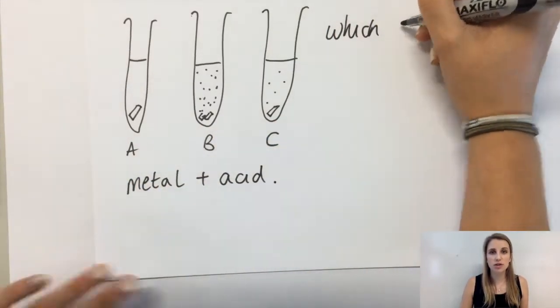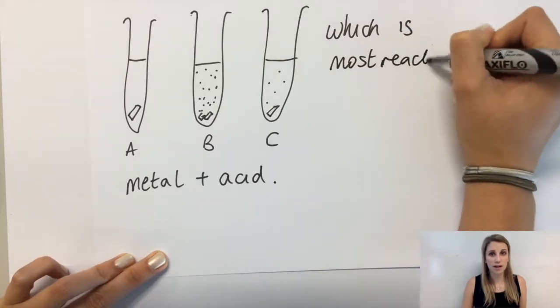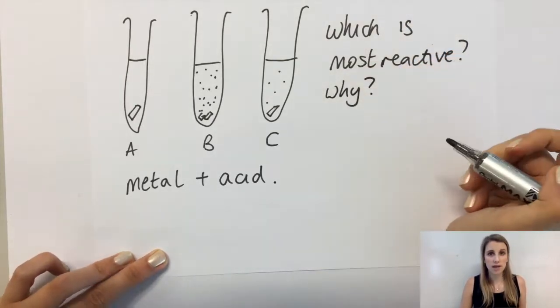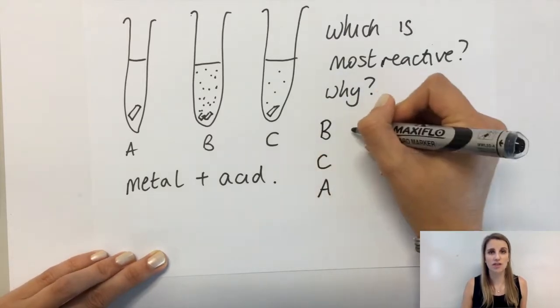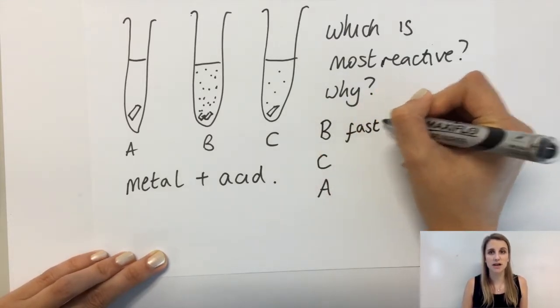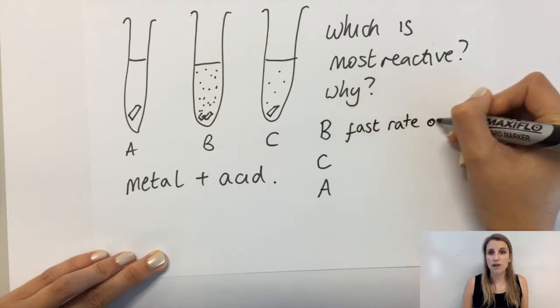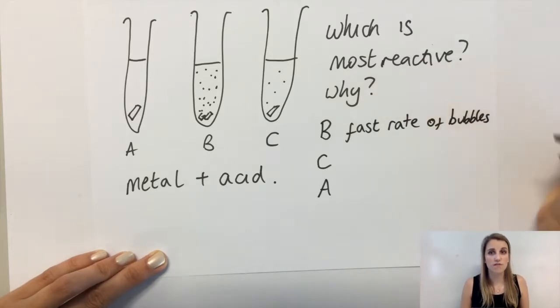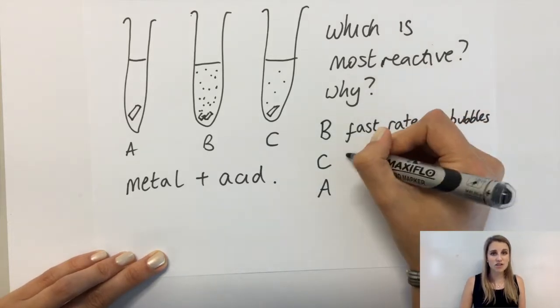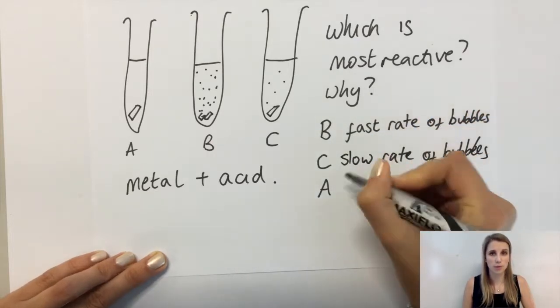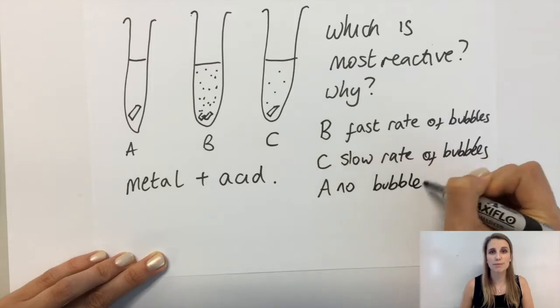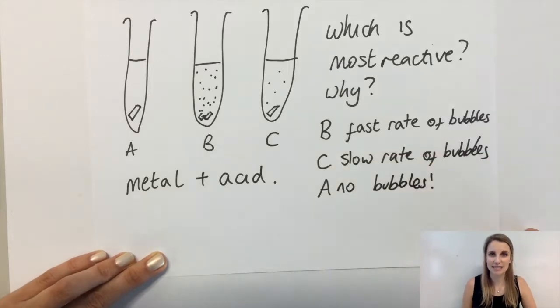If you were asked which one is most reactive and why, hopefully you can tell that B is the most reactive, followed by C, followed by A, just looking at the number of bubbles that are generated. In B, you've got a fast rate of bubbles being produced. It's quite a vigorous reaction. In C, you've got a slower rate of bubbles being produced. And in A, there are no bubbles. So that helps me to put my metals in order of reactivity.